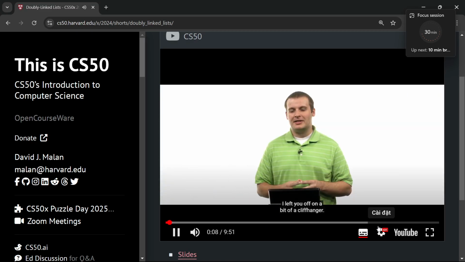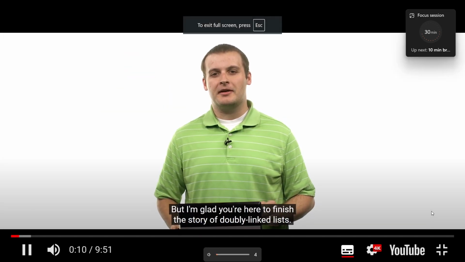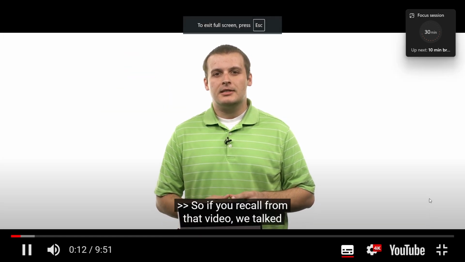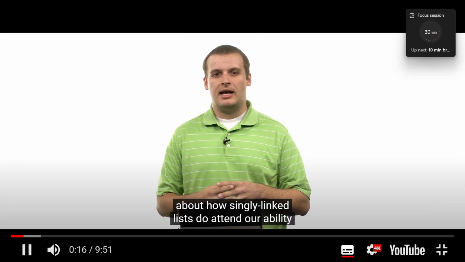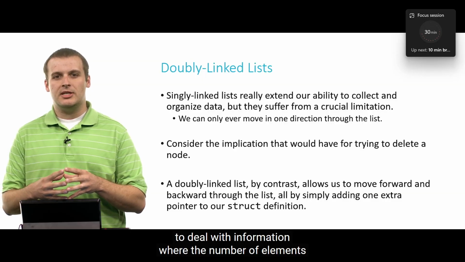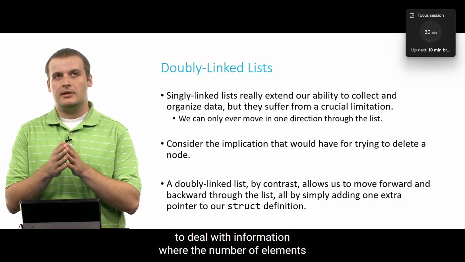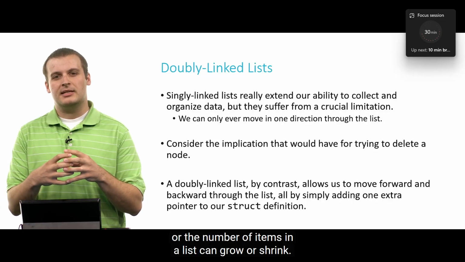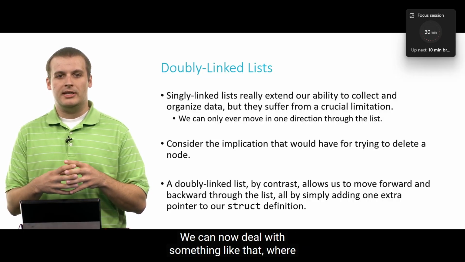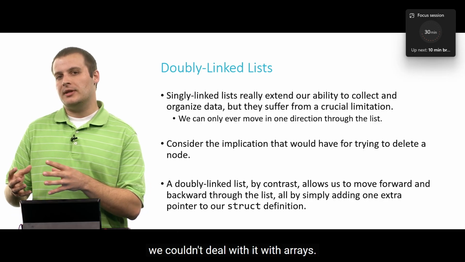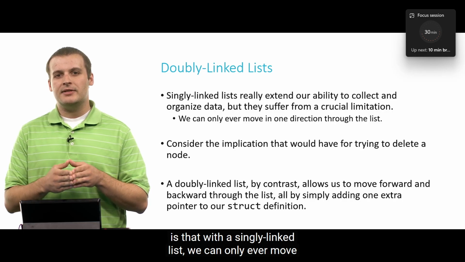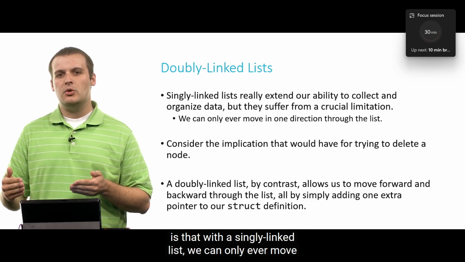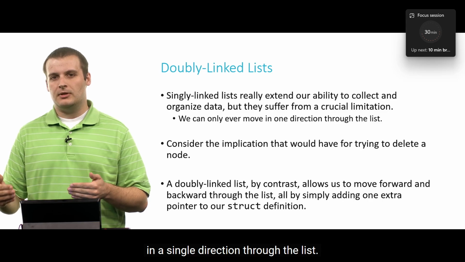Sorry, I left you off on a bit of a cliffhanger, but I'm glad you're here to finish the story of doubly linked lists. So if you recall from that video, we talked about how singly linked lists do extend our ability to deal with information where the number of elements or the number of items in a list can grow or shrink. We can now deal with something like that where we couldn't deal with it with arrays. But they do suffer from one critical limitation, which is that with a singly linked list, we can only ever move in a single direction through the list.